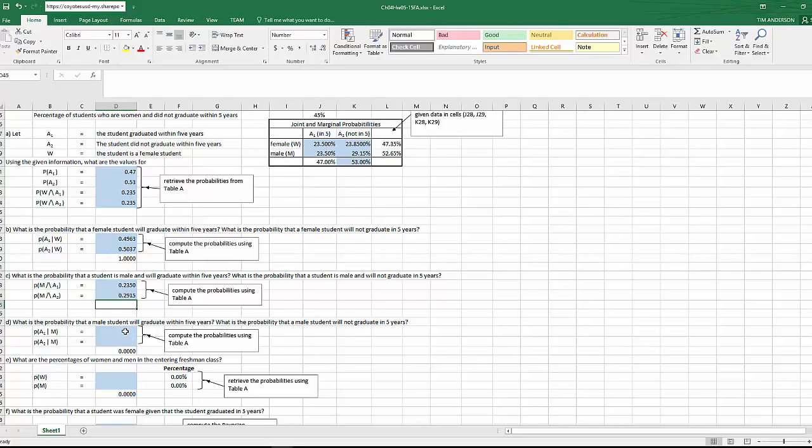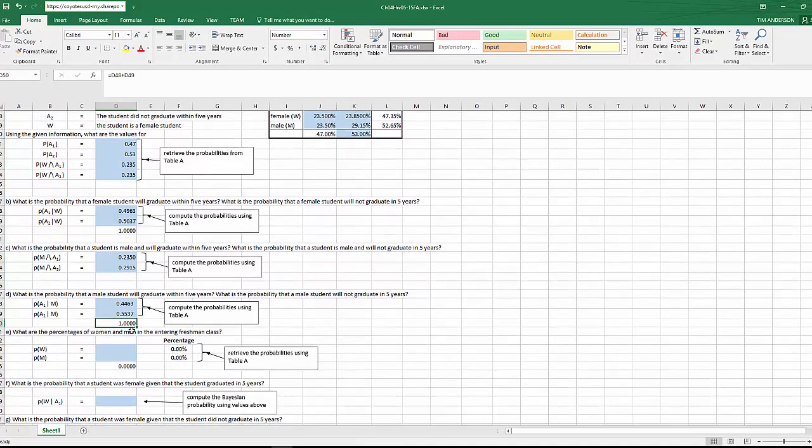So again, just like we did for the females here, it's simply taking the percentage chance that they'll graduate within 5 years, and we want to divide it by the total percentage of males out of the population, 0.4463. Same thing for not within 5 years, divided by the total population. And again, this equals 1. So we have 44% of males will graduate within 5 years, and 55% will graduate in more than 5.